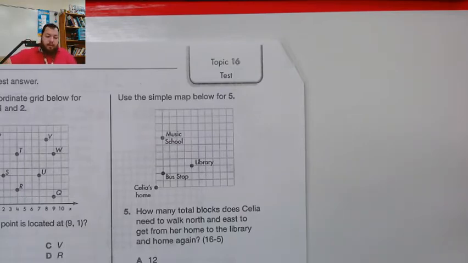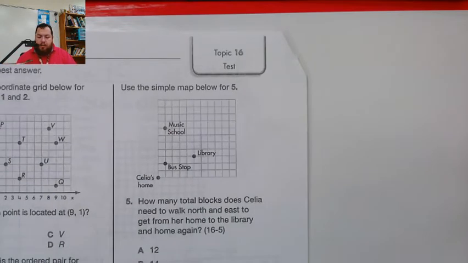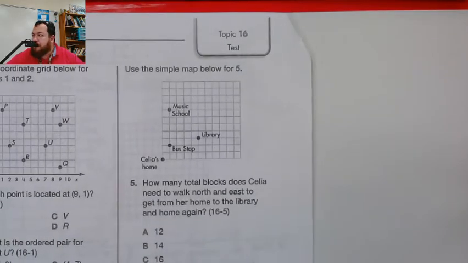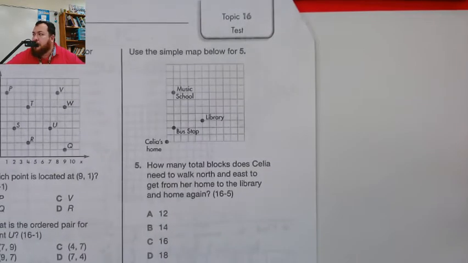Alright, guys. So, I'm going to go ahead. I think the first one I'm going to go over is number 5 because we didn't talk a whole bunch about this. So, I kind of want to go over a little bit before the test and see what happens. So, on number 5, they talk about how many total blocks. Here, let me slide this up. How many total blocks does Celia need to walk north and east to get from her home to the library and home again?